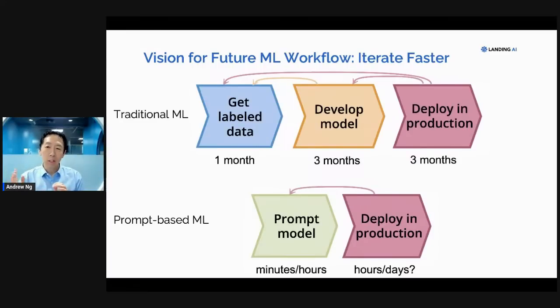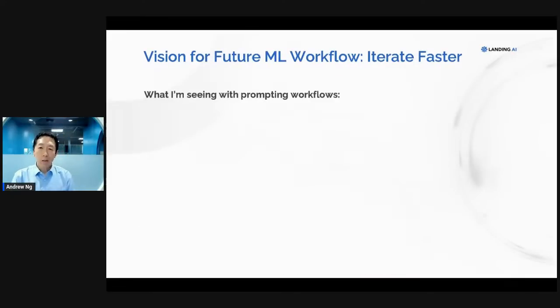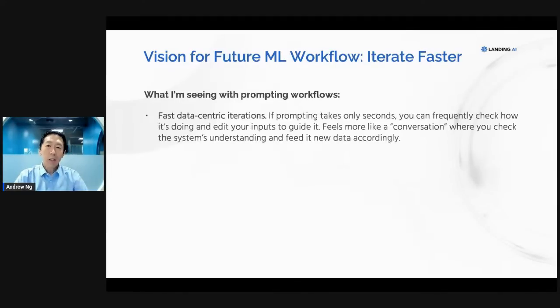I'm seeing a lot of teams shift. Now that the prompting model is so fast, I'm seeing a lot of teams work to figure out how to deploy much quicker as well. And the implication, from seeing a lot of prompting workflows, the theme is iterate faster. So I'm seeing teams use very fast data-centric iterations to edit the data very quickly. And also, if prompting takes only seconds, you can frequently check how it's doing and edit your inputs and guide it.